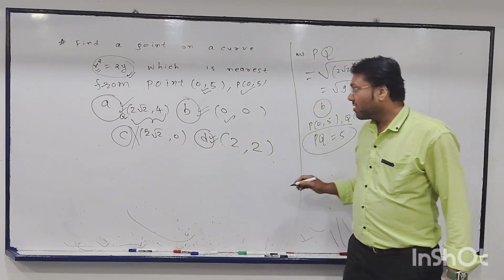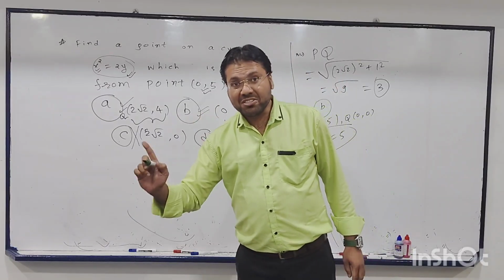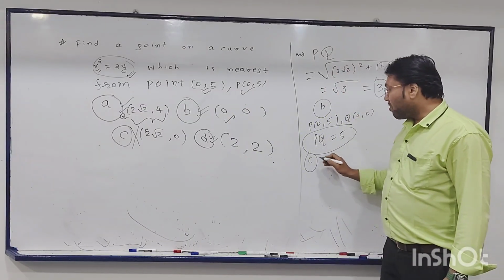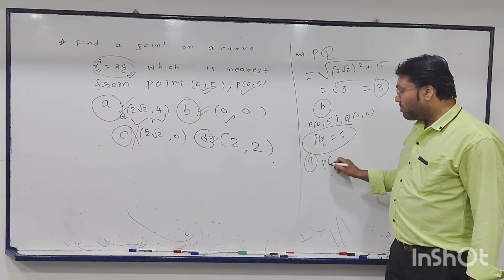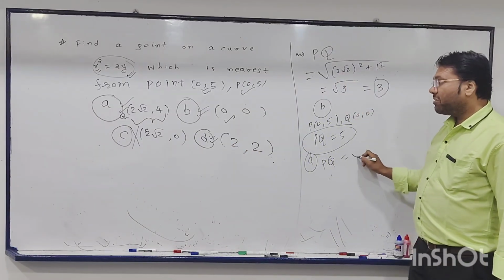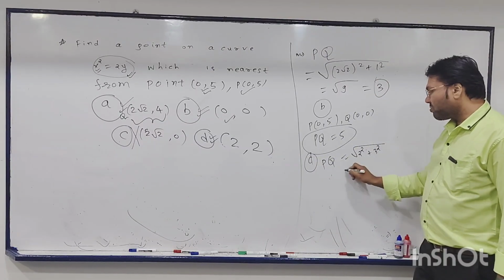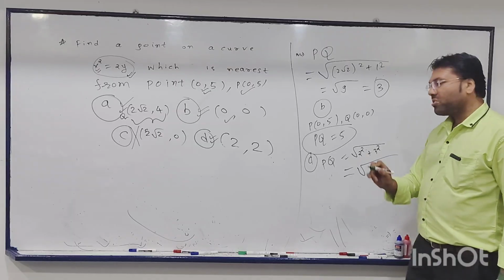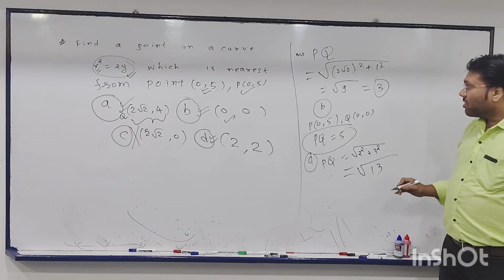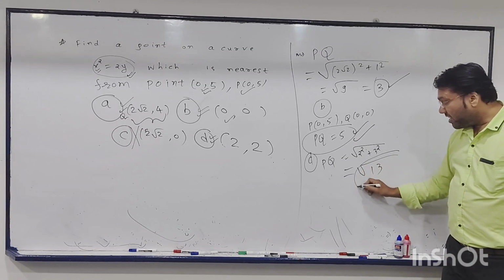And lastly friends, we know that (2, 2) also lies on the curve. Now apply the distance formula between (0, 5) and (2, 2). So for option D, what is the distance between (0, 5) and (2, 2)? It will be under root (x1 minus x2) square plus (y1 minus y2) square. Approximately, friends, root 13. Right? So root 13 means approximately 3 point something. So here you are getting distance 3, here you are getting distance 5, and here you are getting distance root 13.